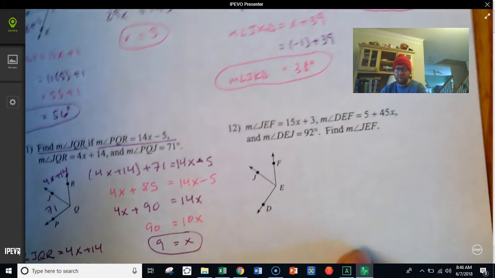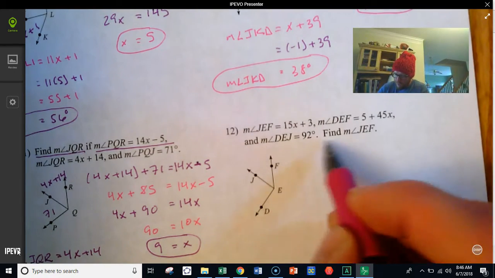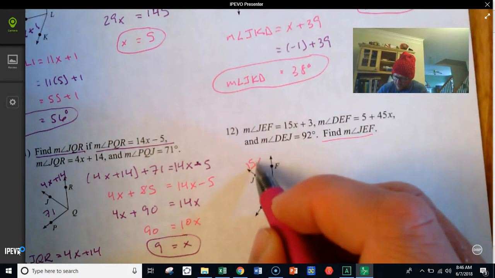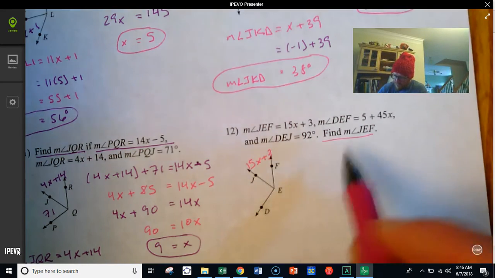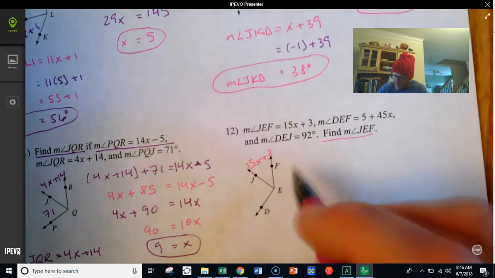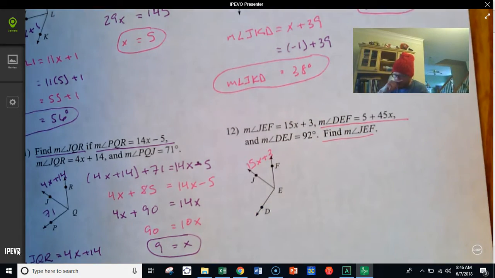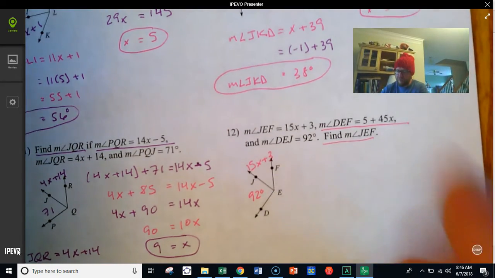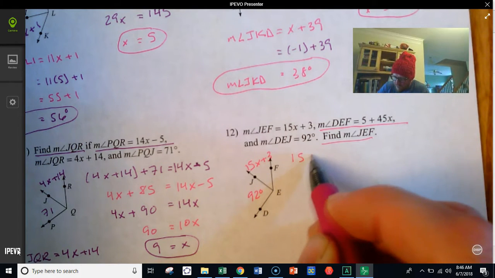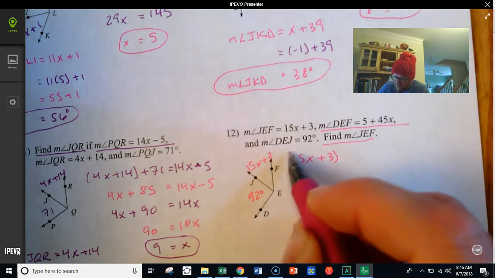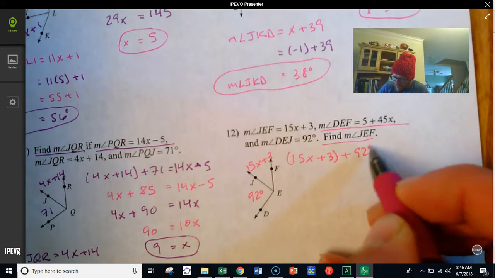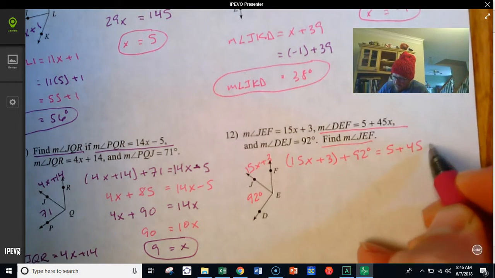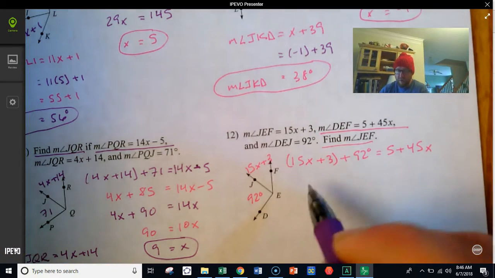All right, well, one more example here. We're supposed to find JEF. We've got that JEF is 15x plus 3. We've got DEF, that's the big angle, 5 plus 45x. And DEJ is 92 degrees, so this is similar to the last one. So we've got 15x plus 3 plus 92 degrees equals 5 plus 45x. So I'll start out by doing a little combining like terms here.